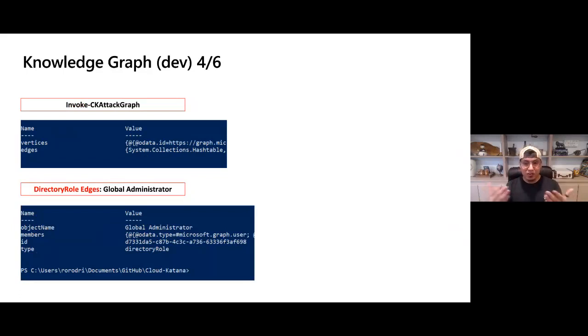I have another function now, it's called invoke attack graph. And this one goes through a lot of services, not just Active Directory roles. And then I can start packing all this information. For example, vertices or nodes, it would be the directory role, global administrator. Edges would be global administrator, we do have this member. So let's say, Roberto belongs to the global administrator role, for example. So we can start also crafting this in a way that we can use it as a graph.